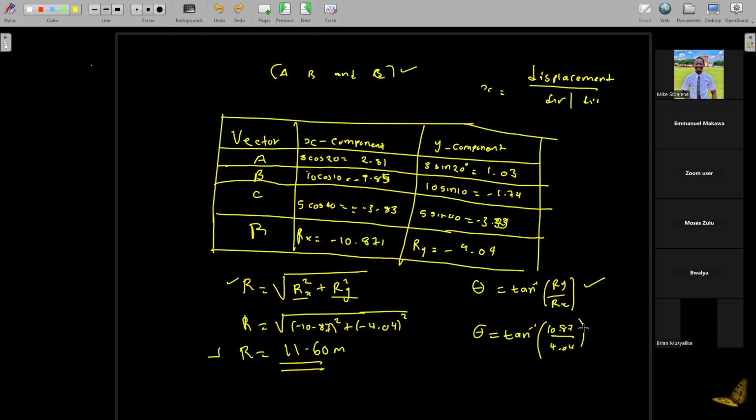You have done the opposite: instead of starting with 4.04, you have started with 10.87. Yes, 10.87 is the rx. Then the ry. Okay, direction formula, okay. Thank you for that observation, thank you for following. So instead, we start with the y component, not the x. That is 4.04, then the 10.87.